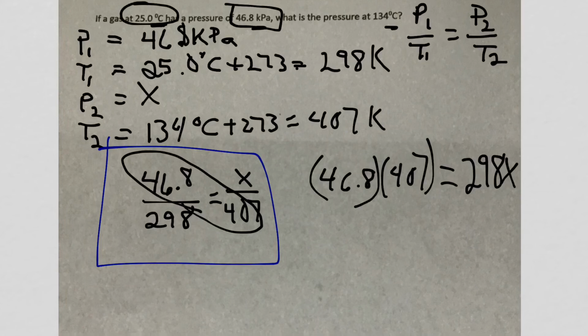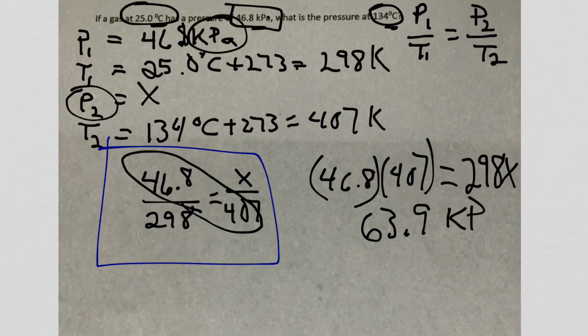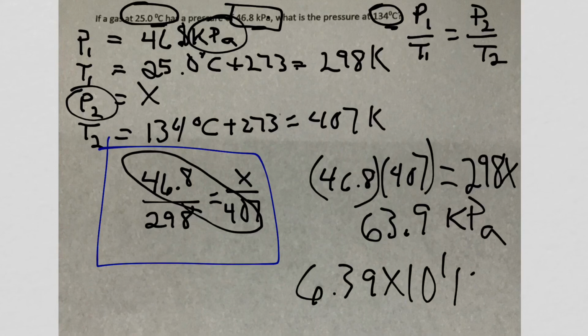So I'm going to go back up to the top. This one has 3 sig dig, that one has 3 sig dig, and that one has 3. So I guess I'll do 3. So 63.9. And then it was a pressure, so it has to have the same label as the other one, so kPa. And you can leave it like that, or you can have it as 6.39 times 10 to the 1 kPa. Either one. So those would be the two possible answers there.